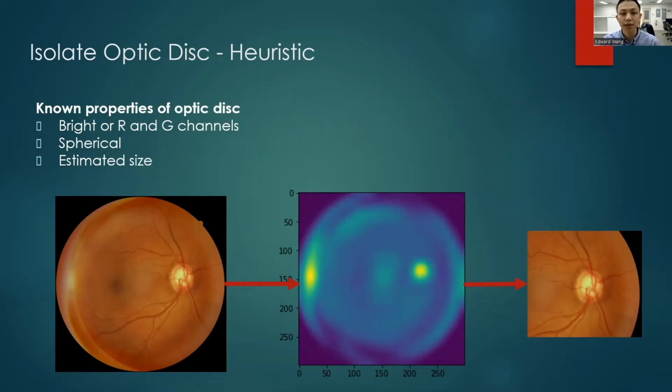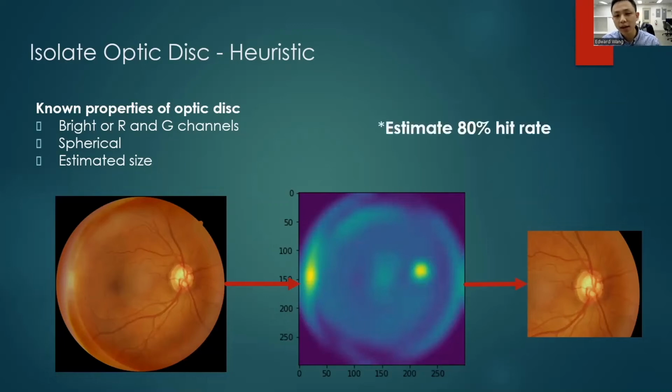We know that the optic disc is bright on the red and green channels. We know it's approximately spherical, and we know that it's not too big or too small. So using those, we can go from the left to the right. From the left, we detect the bright areas, and that's on the right. You can see that the true optic disc is detected, but there's also some noise on the left of the image. And we can filter that out by picking the bright area that's spherical and within our size range. That's how we get to the optic disc.